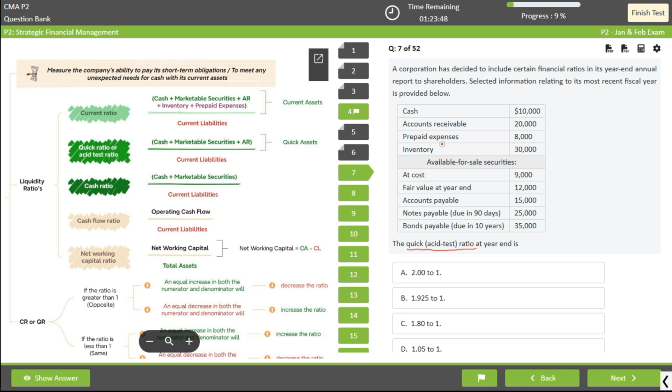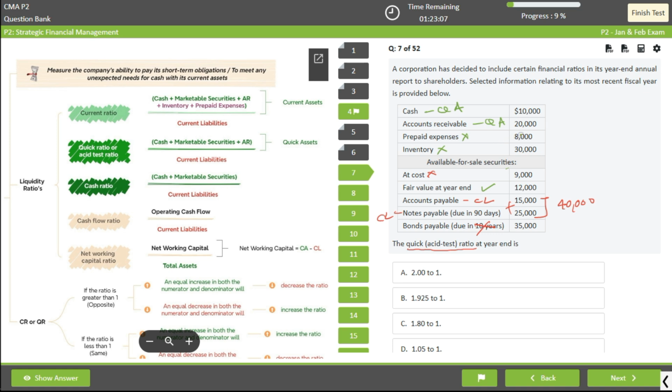So let us mark the quick assets first. Cash is your quick asset, accounts receivable is your quick asset, prepaid expenses no, inventory no. Available for sale securities we will take at the fair value, not at cost. Accounts payable is your current liabilities, and notes payable that is due within 90 days is also your current liabilities, and bonds payable no. So your current liabilities is 40,000, a total of 15,000 plus 25,000.